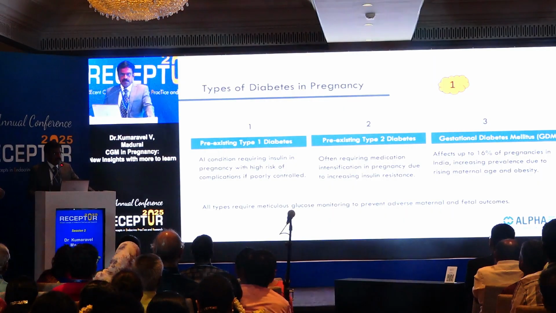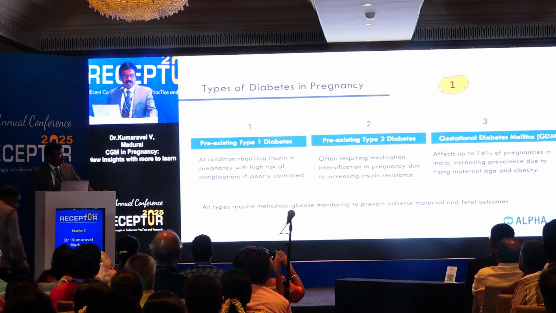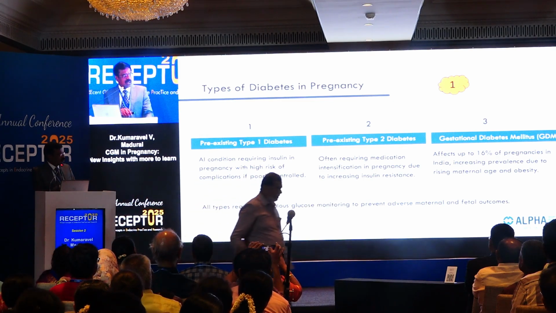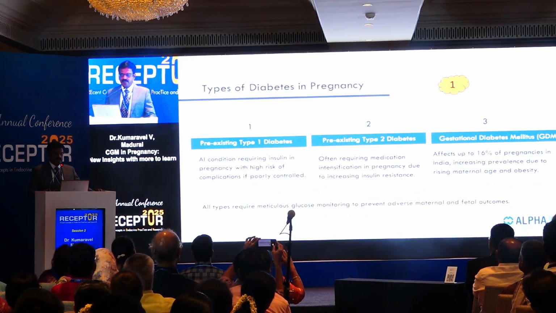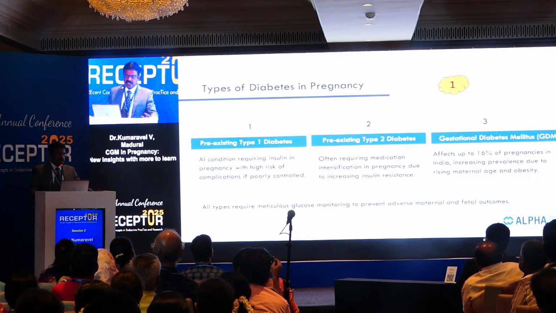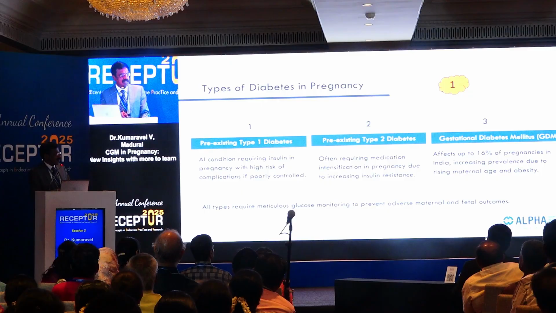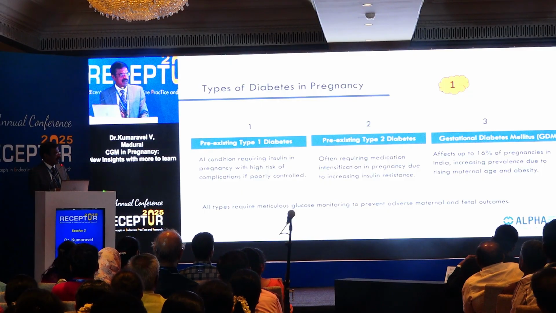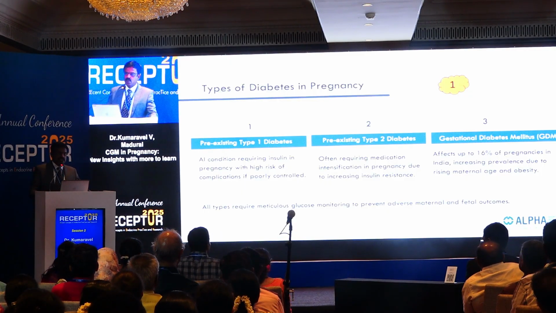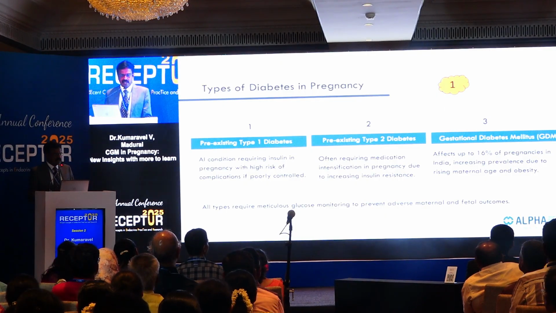So, diabetes in pregnancy, we know, could be pre-gestational and gestational. Gestational diabetes is glucose intolerance detected for the first time during pregnancy, which could be undiagnosed pre-gestational diabetes or new onset gestational diabetes, and it affects 16% of pregnancies in India. And as obesity increases and PCOS increases, the incidence of gestational diabetes also increases.